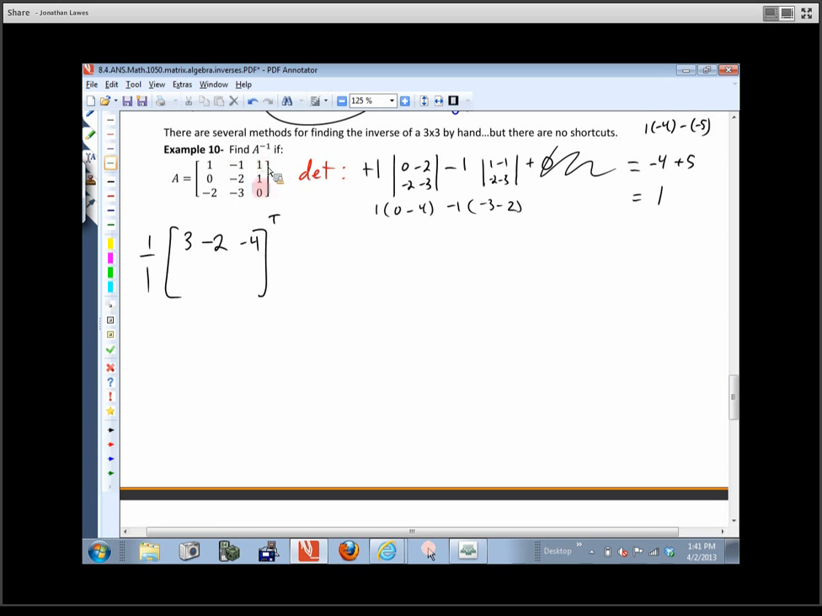When I cross out the row and the column, we're going up, upward diagonal. So there are 3 negatives there.